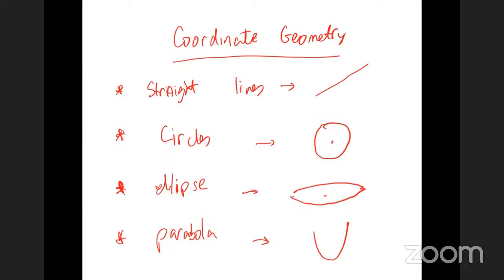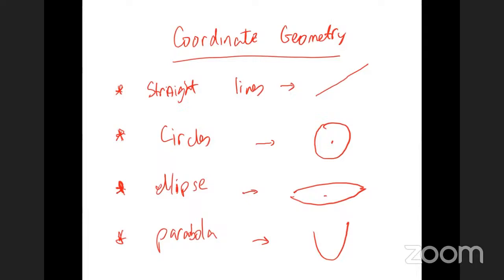Right, so these are the four shapes. A straight line, a circle, an ellipse and a parabola. Parabola looks like what? A maximum, right? The circle looks like a what? A circle, right? And what does the ellipse look like? Right, so a kind of elongated circle.